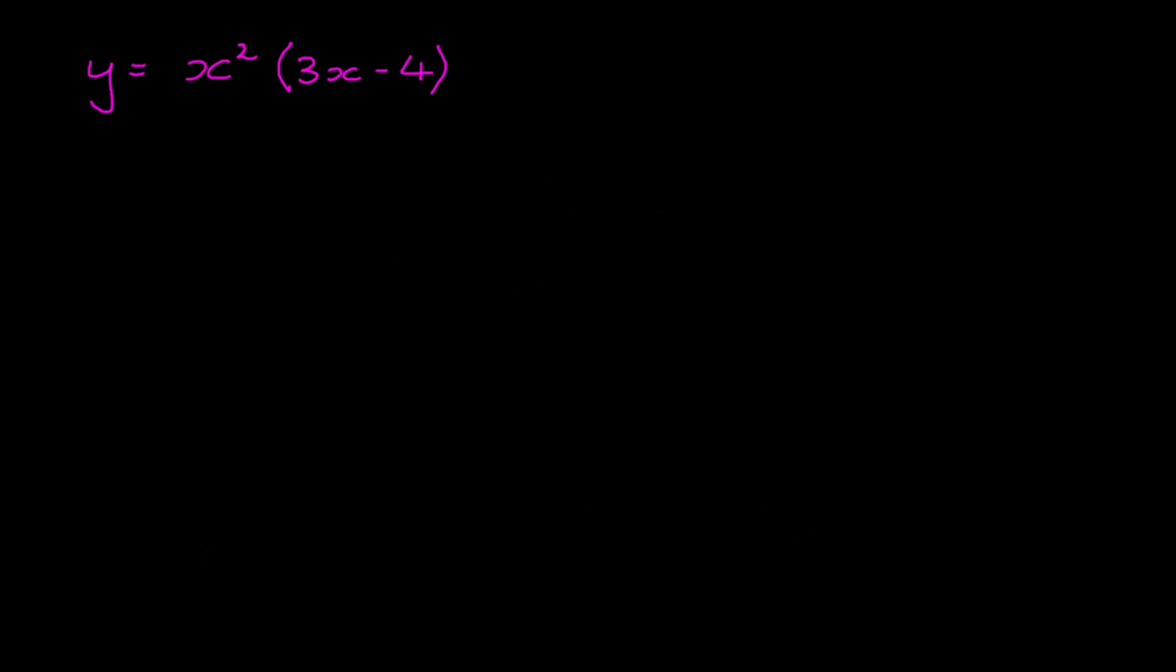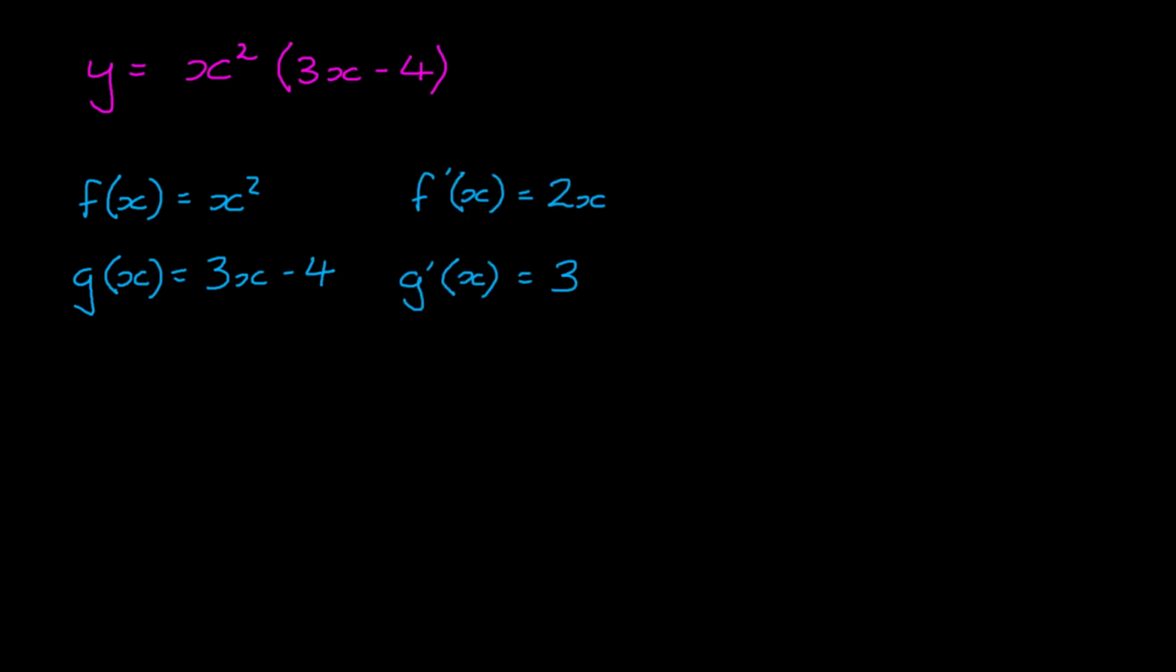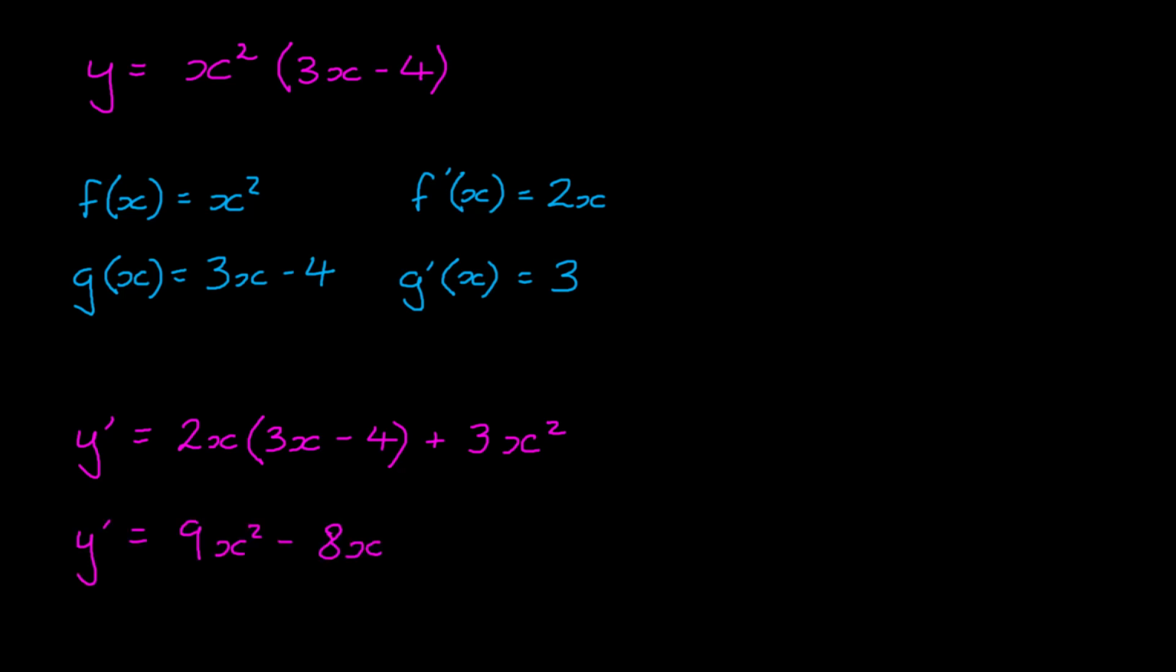To prove that the product rule works, let's look at the function y equals x squared times 3x minus 4. In this case, f of x would be x squared and g of x would be 3x minus 4. This would mean that the derivatives f dash x and g dash x are 2x and 3 respectively. Plugging those into our formula, we find that y dash would be equal to 2x times 3x minus 4 plus 3 times x squared. Simplifying this gives us that the derivative y dash is equal to 9x squared minus 8x.